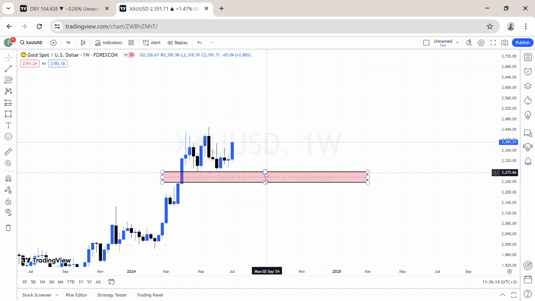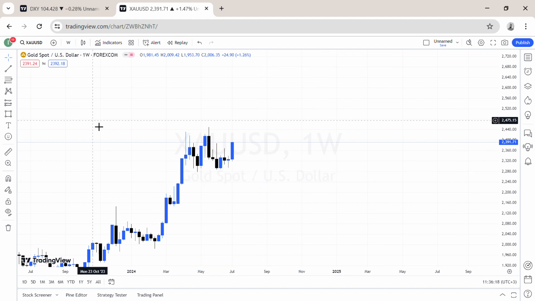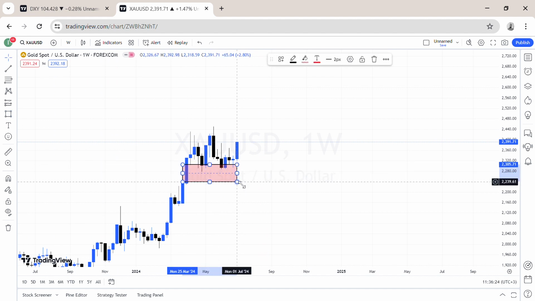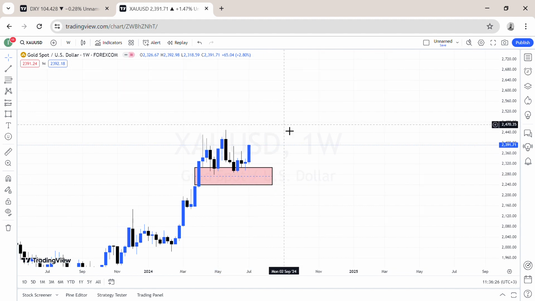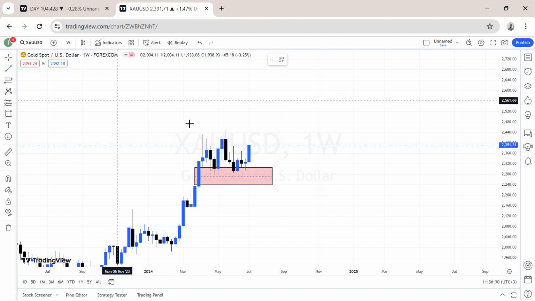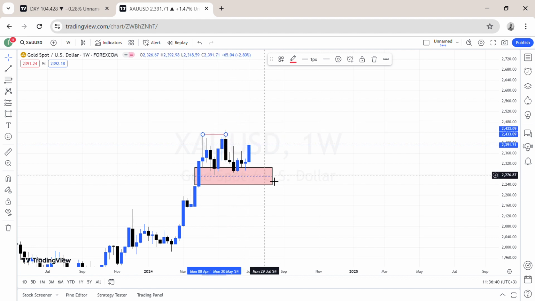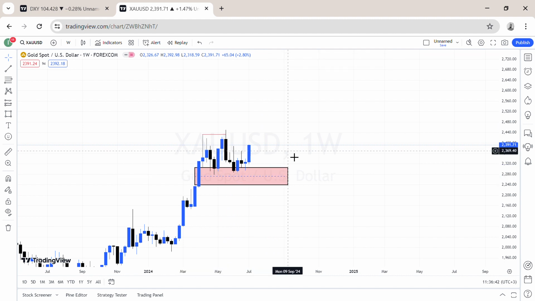For the weekly chart, what do we see? We see that the price, we mark the most obvious institutional reference points that we see. So that is a fair value gap, and this is a swing high that was wicked, and the liquidity was grabbed and the price traded below. Okay, so that is on weekly.